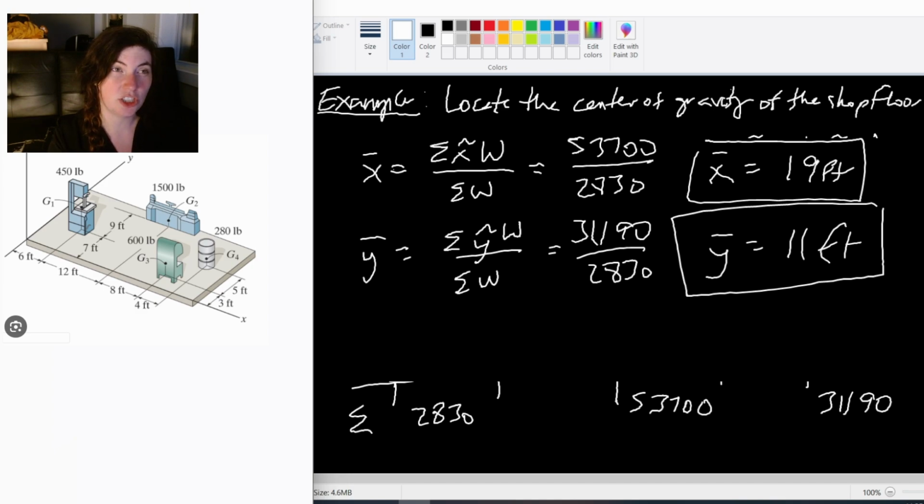And then we do a sanity check. Do those numbers make sense? We can see that the shop floor is a little longer than 16 in the Y direction. And we know it's up to 30 in the X direction. So 19 and 11 strikes you as pretty close to the center of the floor. So we see that the answer kind of makes sense, and we say, all right, good to me.